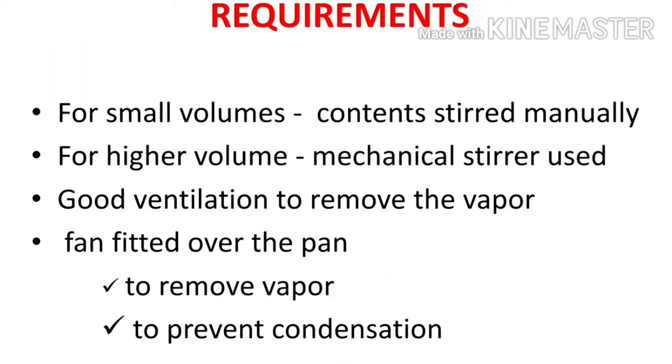Now let's see the requirements of a steam jacketed kettle. If you are using a very small volume of sample, then you can stir the sample using a simple stirrer. But if you are using a higher volume, then you should take a mechanical stirrer for the stirring purpose. You should provide good ventilation, and also you should fit a fan over the pan to remove the vapor and also to prevent the condensation of this vapor.